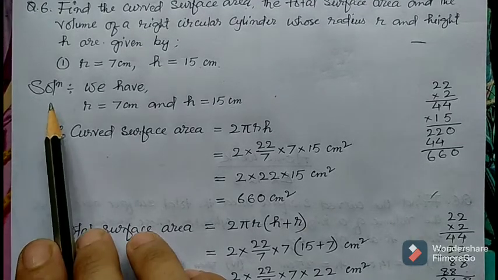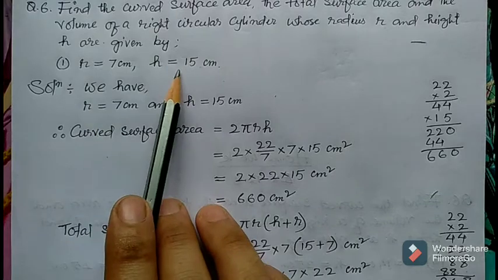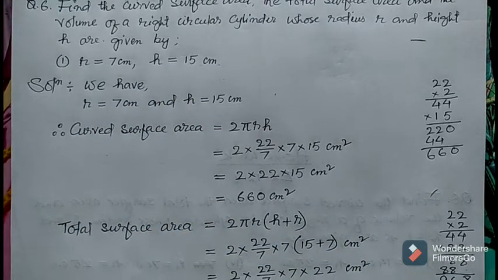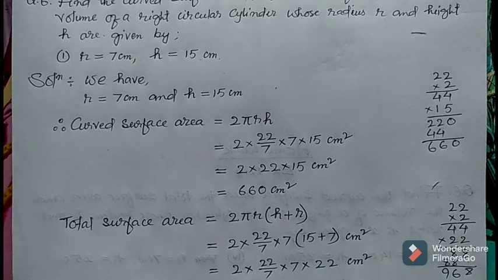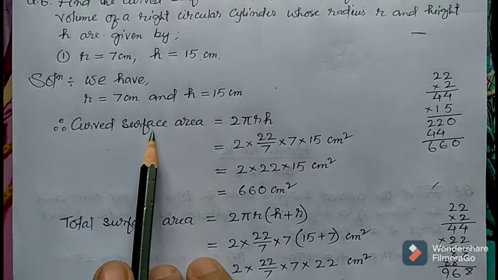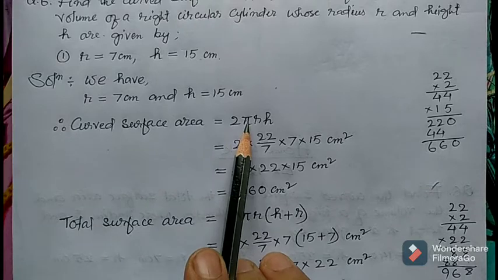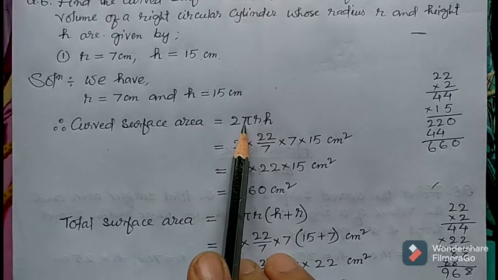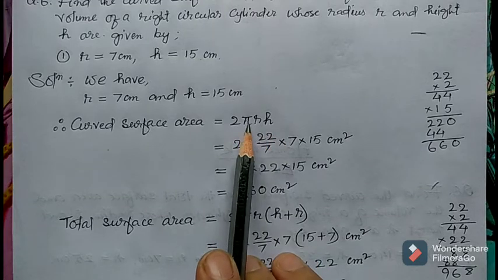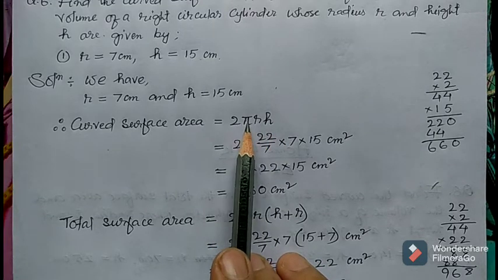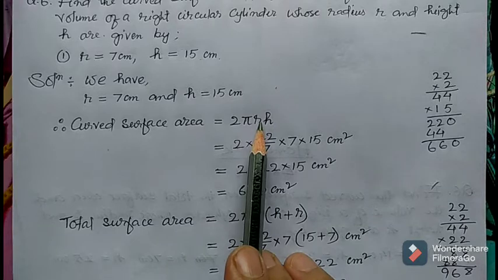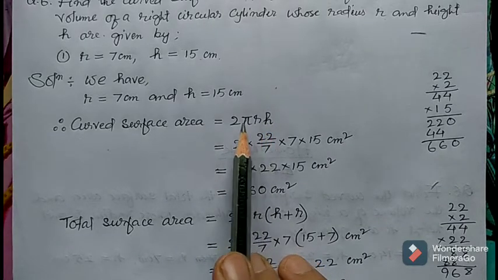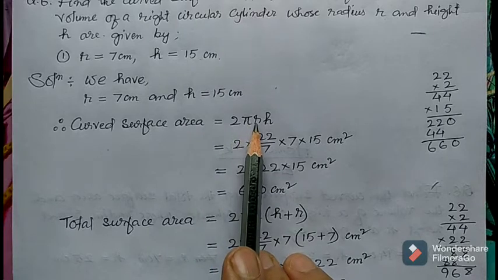So let's see how we work out this question. Here in the solution we have r and h given. r is 7 centimeter and h is 15 centimeter. So first let's find curved surface area. The curved surface area formula is 2 pi r h. Now we simply put the values of r, h and pi in this formula. But remember, 2 pi r h are written one by one without any sign between them, which means all these are multiplied: 2 into pi into r into h.